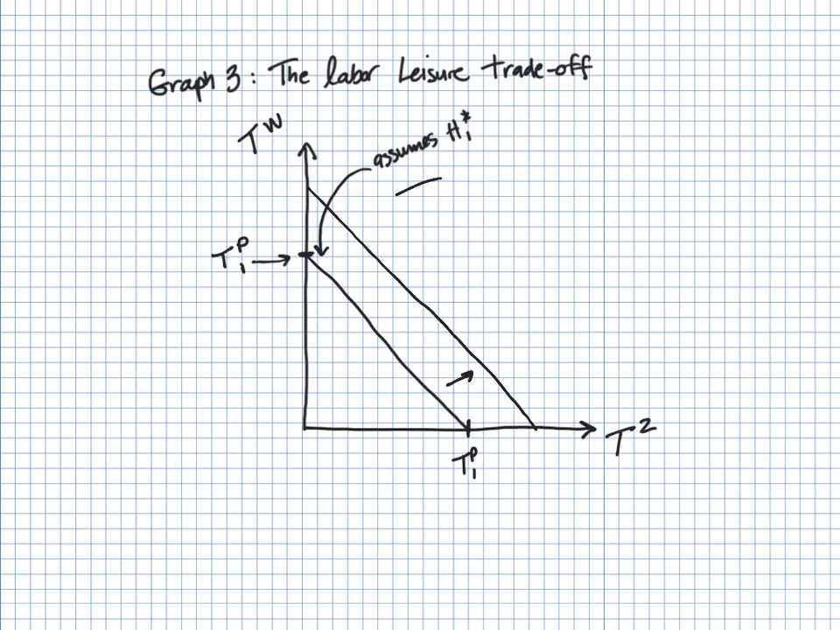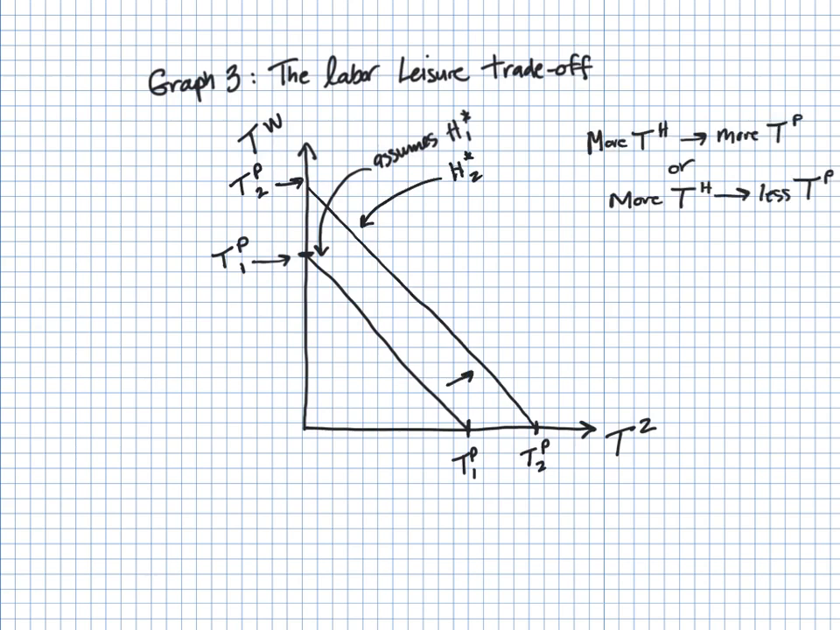Now this one here is going to represent the available time when we had H star 2. Again, the maximum time spent working would be all of our productive time, which was TP2 in the previous graph. The maximum time playing, the x-intercept, would be the exact same amount of time. So if we put all of our time into playing, we would be able to spend TP2 hours playing.